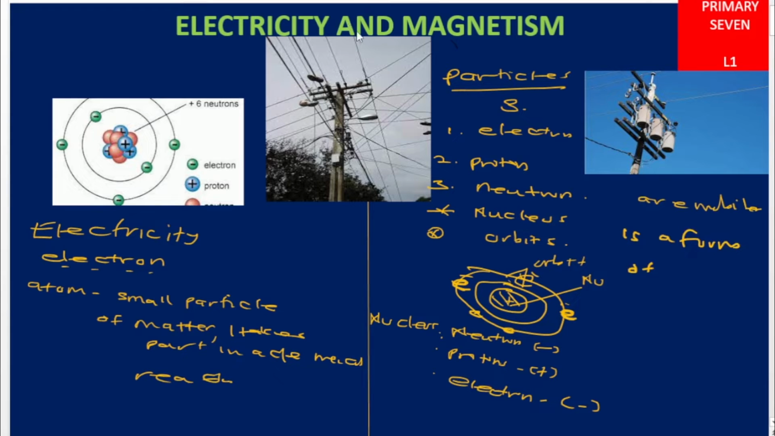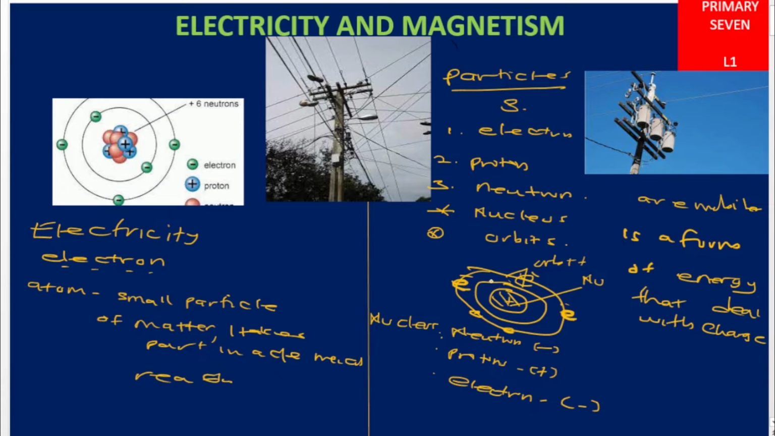So electricity is a form of energy that deals with the charges, and these charges are basically two: we have the protons and electrons. However, we also have the neutrons, but protons and neutrons are found within the nucleus.